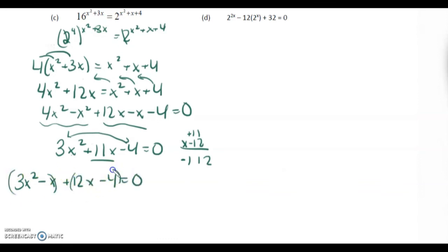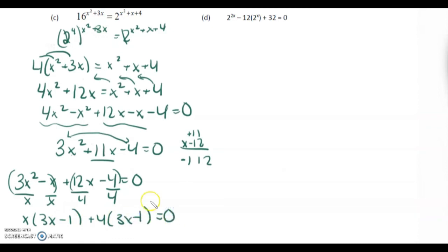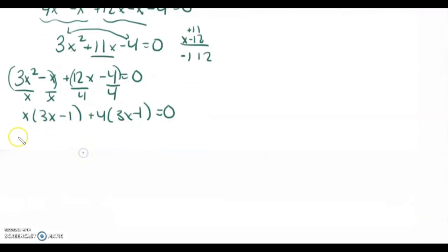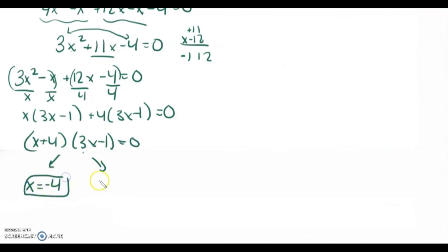And we're going to factor by grouping. So out of the first two terms, we're going to factor out an x. Out of the second two terms, we're going to factor out a 4. So I get x plus 4, 3x minus 1 equals 0. So our two x values occur when x equals negative 4 or when x equals 1 over 3.